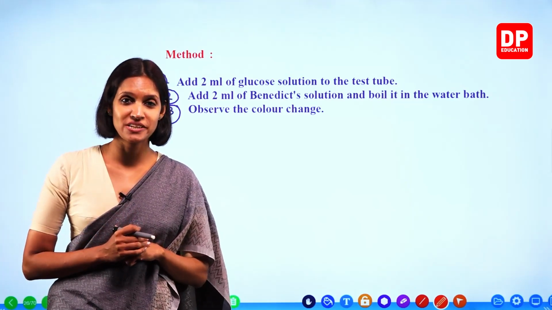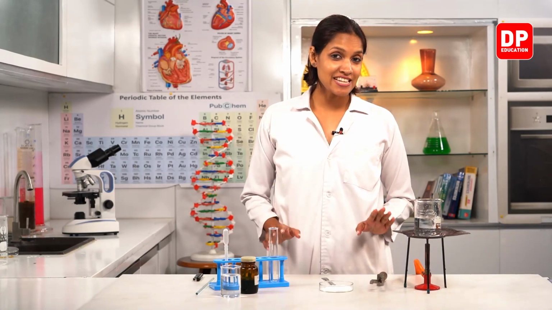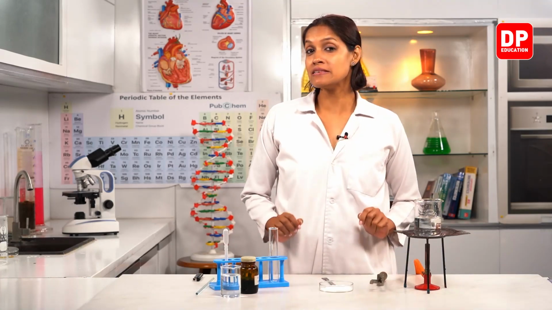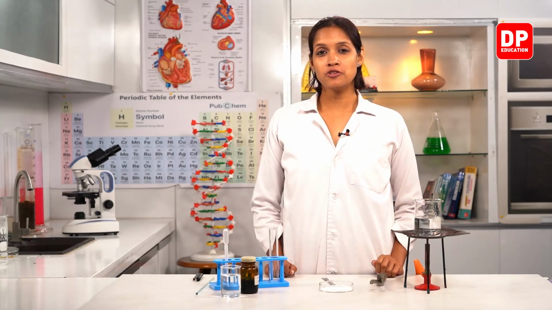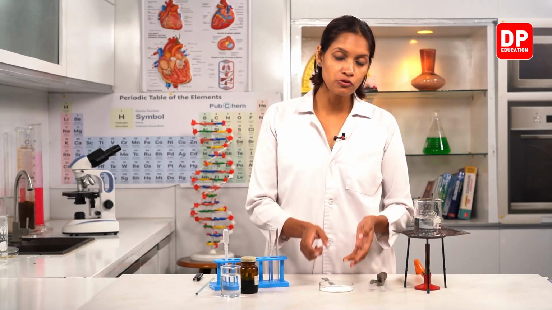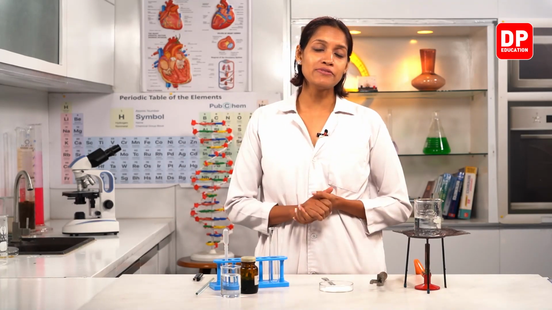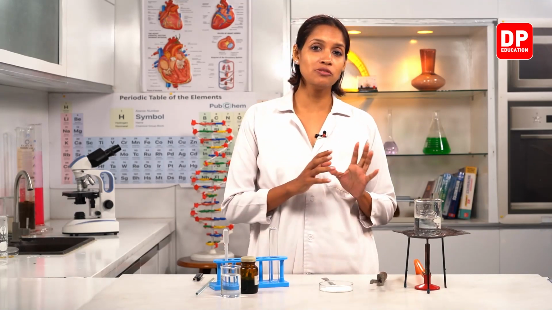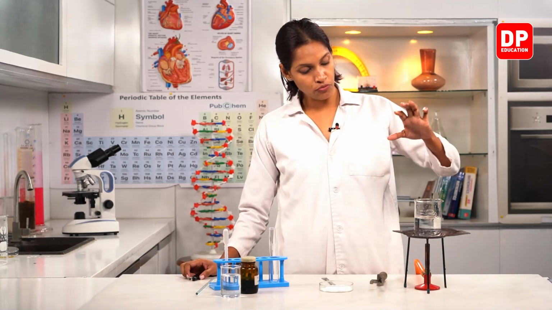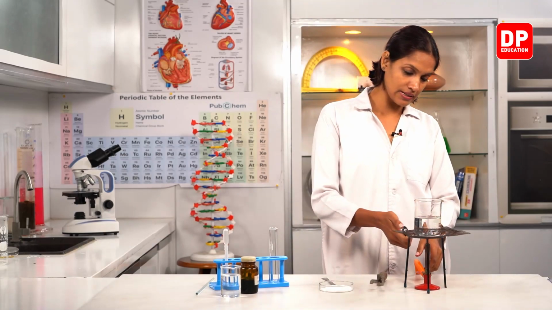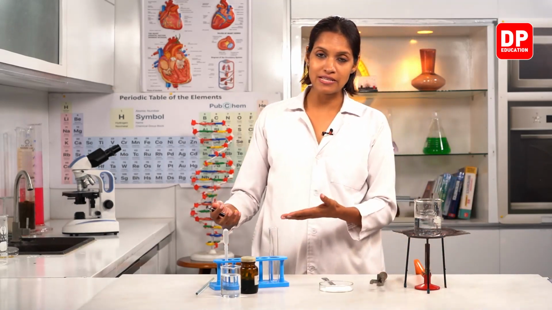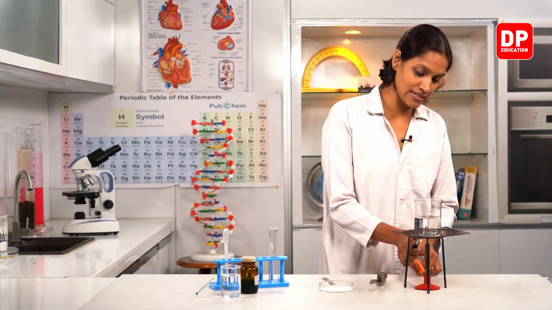Let's do this activity. Right, children. In this test, we are going to identify simple sugar present in food. So, we are going to use glucose in this experiment, okay? So, in order to do this activity, I need to heat the mixture in a water bath. So, here I have a beaker of water. Therefore, I will turn this on. So, meanwhile, we are doing this activity, this will get heated up.